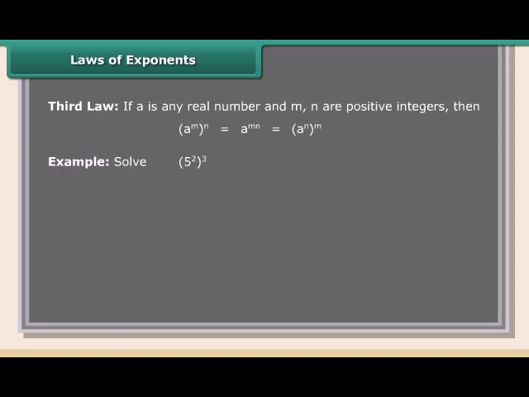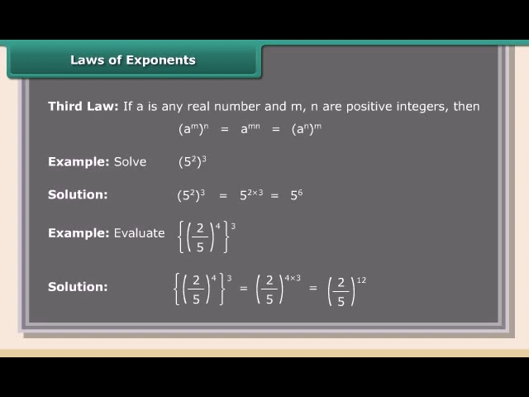Example. Solve (5^2)^3. Solution. (5^2)^3 is equal to 5^(2×3), which is equal to 5^6. Example. Evaluate (2/5^4)^3. Solution. (2/5^4)^3 is equal to 2/5^(4×3), which is equal to 2/5^12.